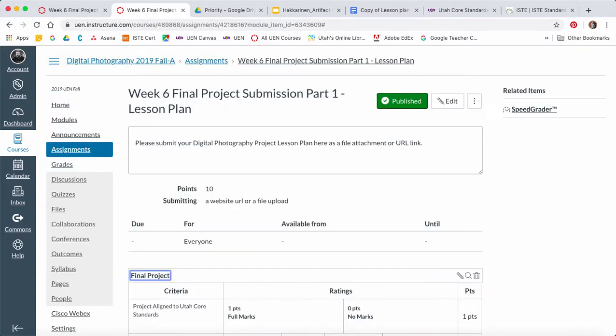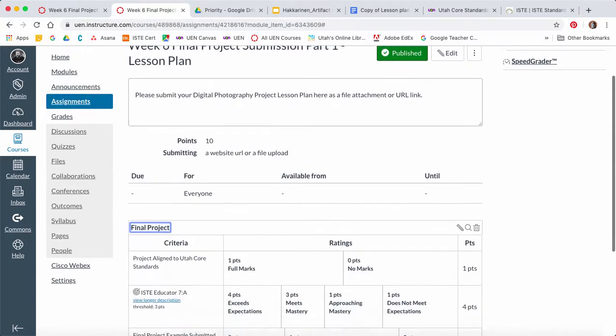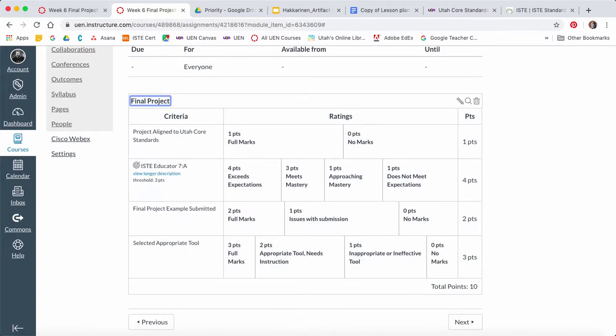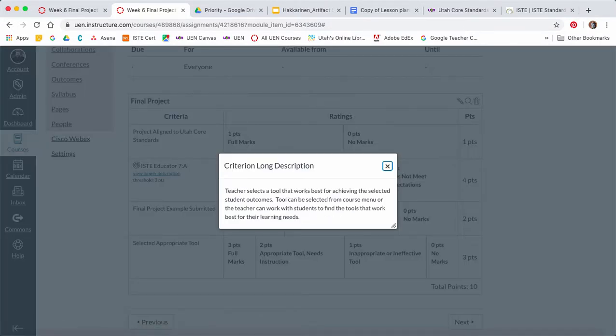And then here in the final week 6 project at the end of the course, the culminating activity, I use the ISTE Educator 7A standard because the teacher is given the instructions that they can either select a tool from this course or they can choose a tool that they use best from outside the course as long as it supports student outcomes. So this allows for both voice and choice. And so that should also be included not only in my rubric of their project, but the project that they're creating for their own students.